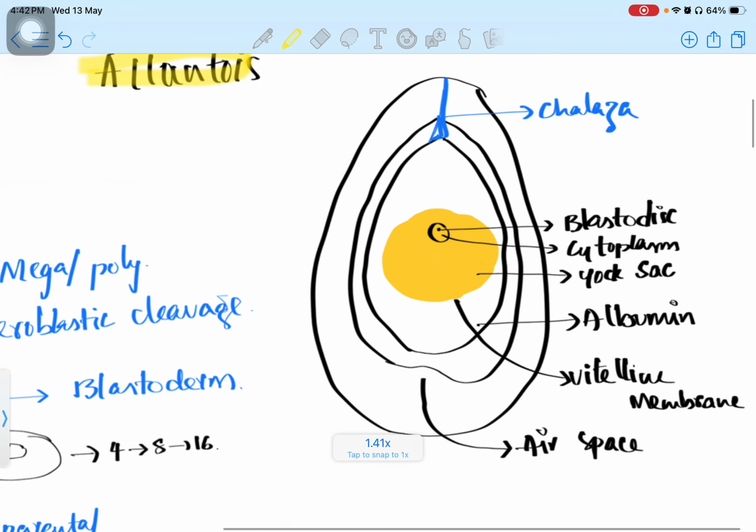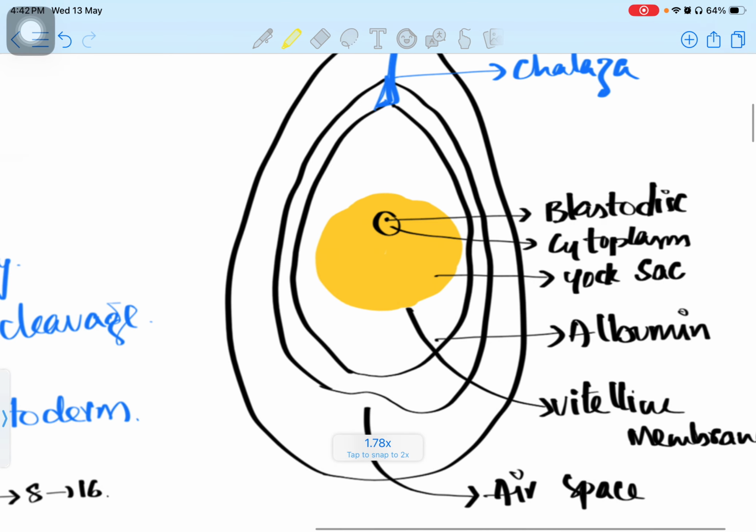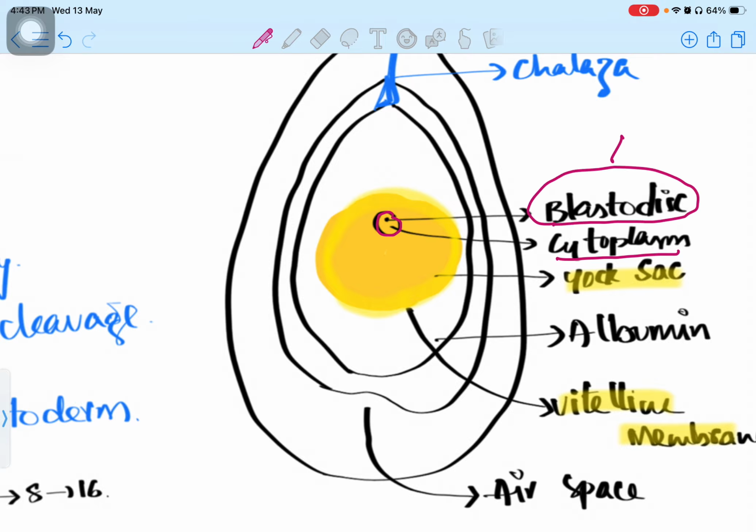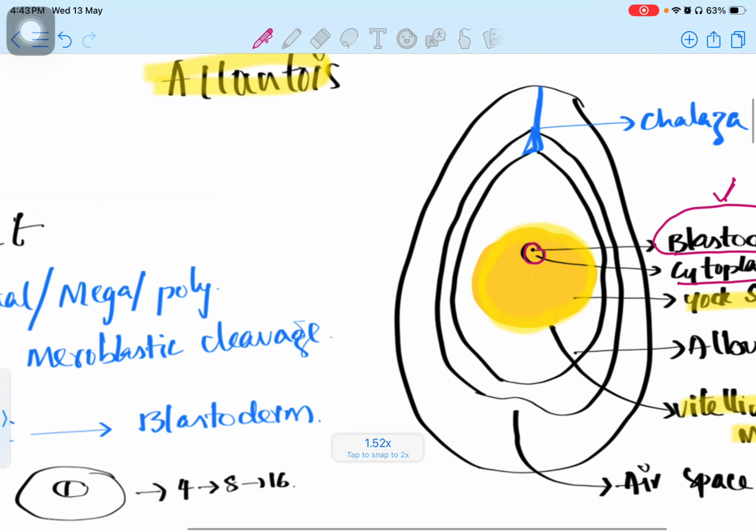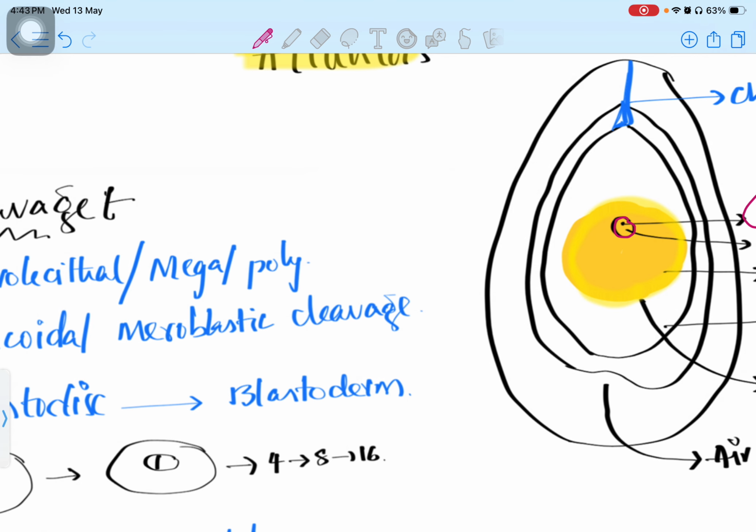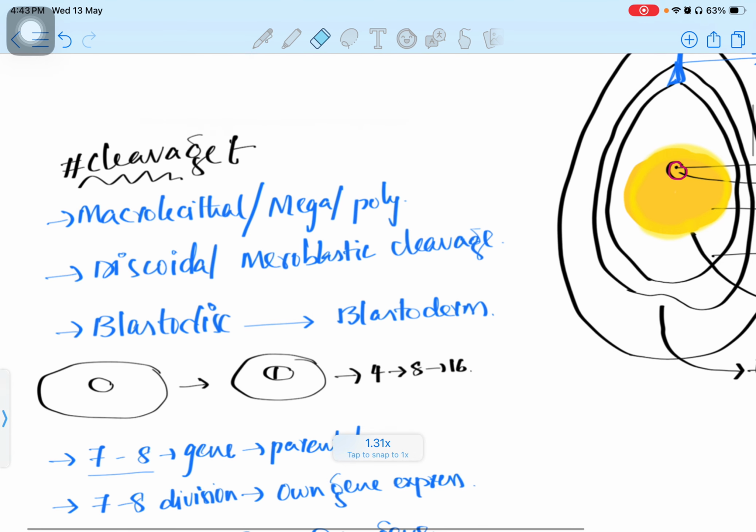Here you can see there are some parts present in the chick. When you see the yolk sac, which is yellowish in color, this whole yolk sac has a vitelline membrane protecting it, and in the center there is a cytoplasm region, and in the cytoplasm the blastodisc region is present. This is the only part where the development of the embryo will happen, not in the cytoplasm, not in the yolk sac. This is the blastodisc where the whole division starts, and the first single cell will start developing here only.